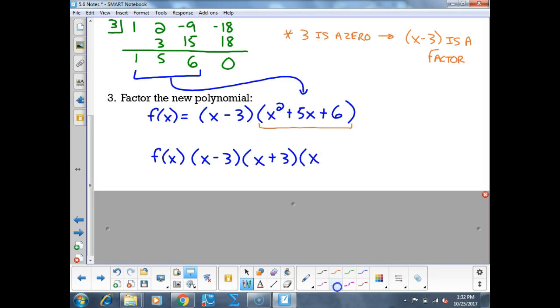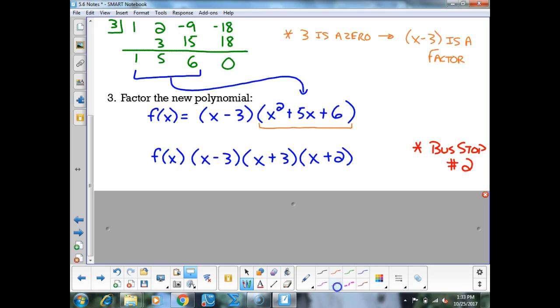And then x plus 2? Okay. Now, we were talking bus stops earlier, right? This is bus stop number 2. Now we've completely factored it, right?